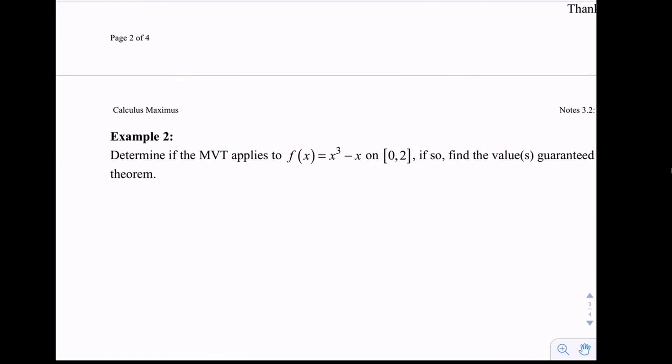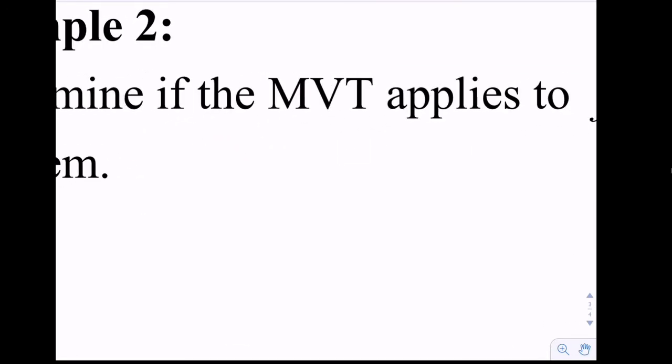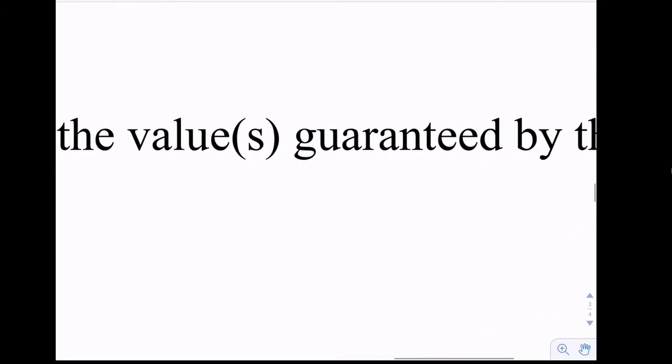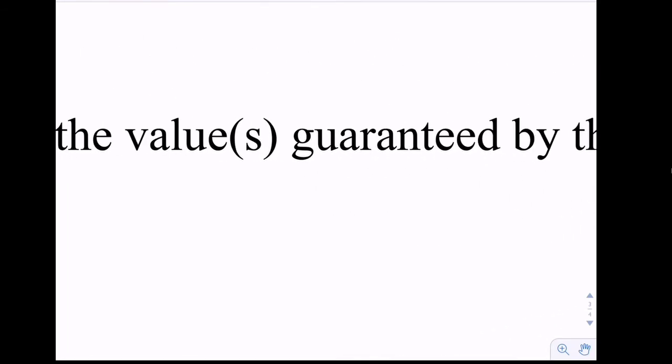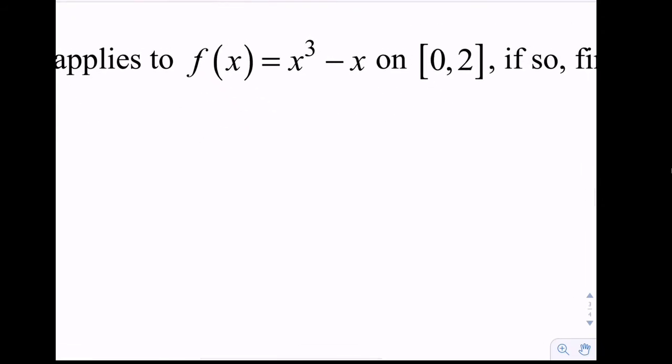Let's try example 2 here. Determine if the MVT applies to this function on this interval. If so, find the value or values guaranteed by the theorem. So this is the type of question that, when it invokes the name of the theorem, is basically testing: do you know the if part, do you know the then part? Okay? So to prove that it exists, well, let's see.